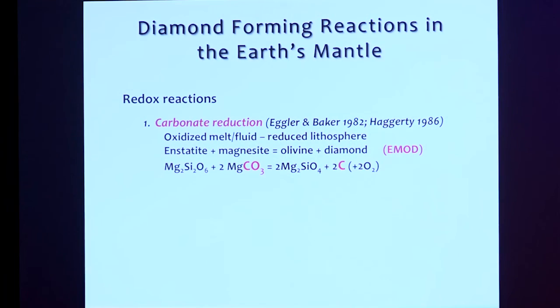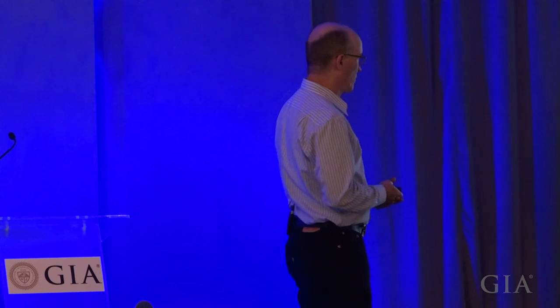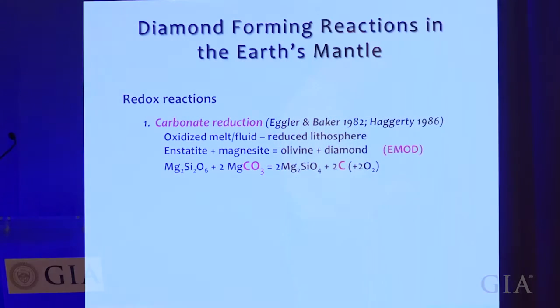The first one is that we have a fluid or melt that is more on the oxidizing side. It contains carbonate. This carbonate enters a rock that is more reducing, and so we can have a diamond-forming reaction where this carbonate is converted to diamond. And the role that the substrate has is that it has to consume the oxygen that is liberated there by oxidizing iron from the Fe2+ to the Fe3+ state.